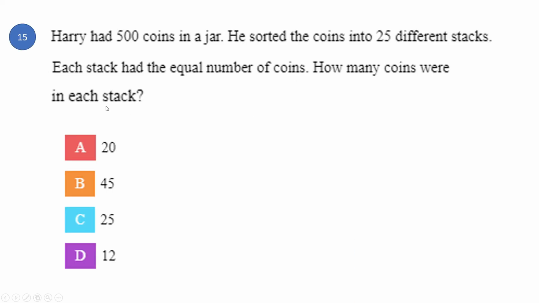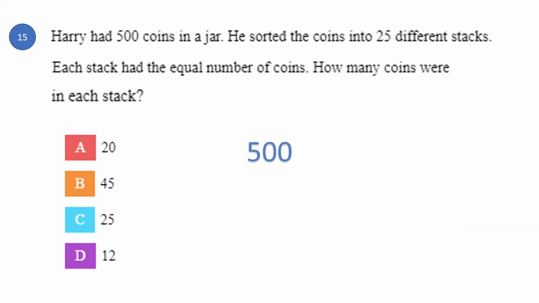Here is the first question in this section, which says, Harry had 500 coins in a jar. He sorted the coins into 25 different stacks. Each stack had an equal number of coins. How many coins were there in each stack? Well, the question itself will quickly give you the answer.